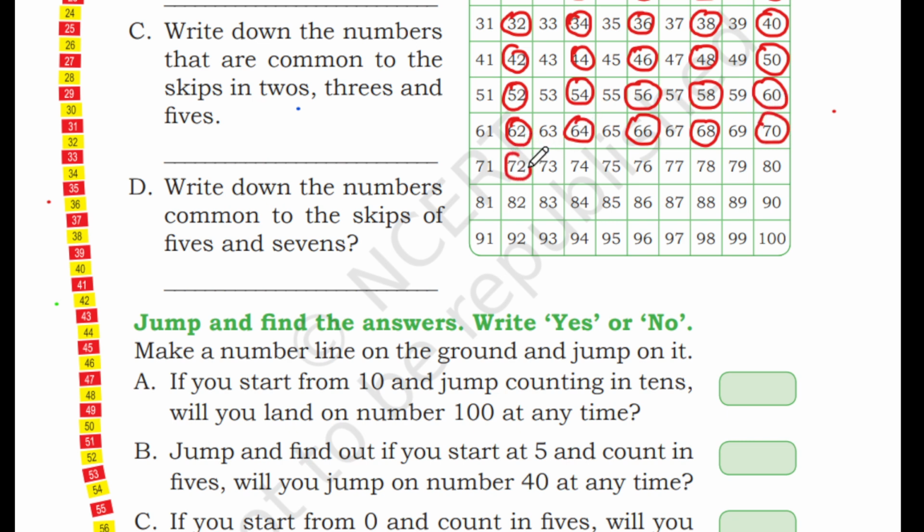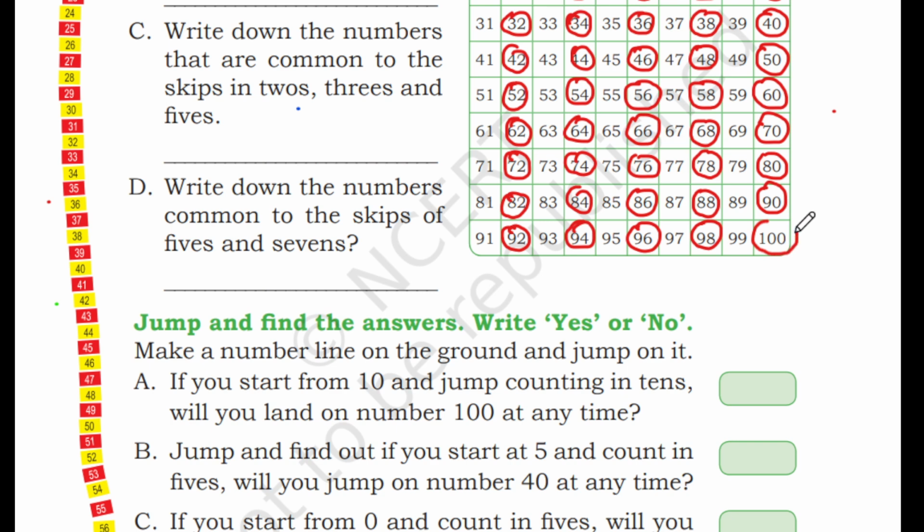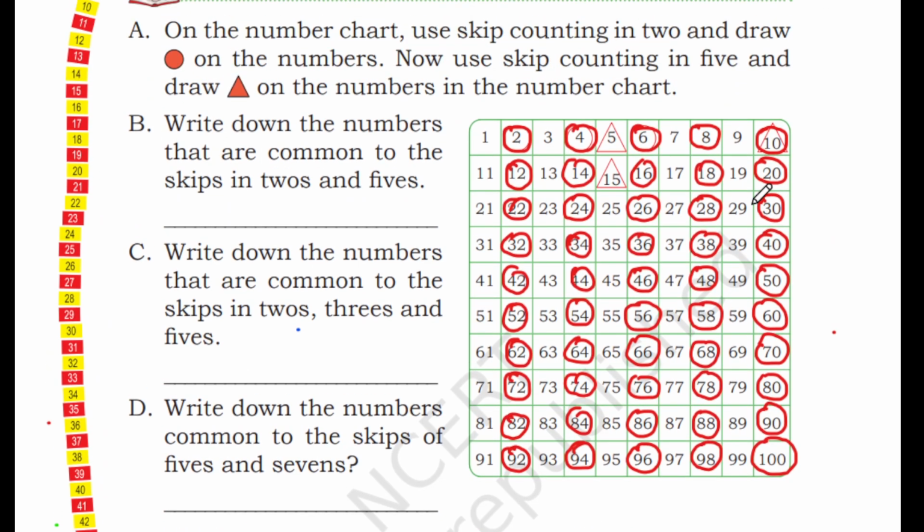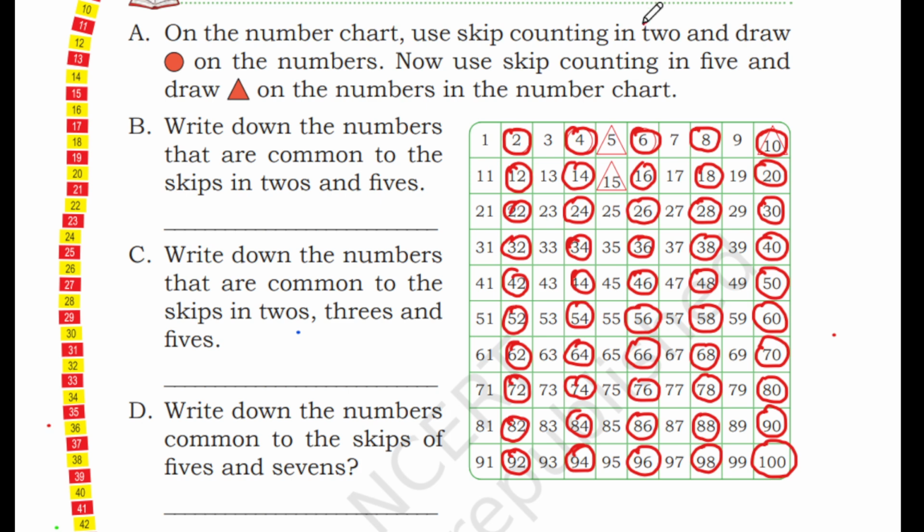Now we have 72, 74, 76, 78, 80, 82, 84, 86, 88, 90. So we have 92, 94, 96, 98, 100. Okay, so now what have we done? We have circled all the numbers using skip counting by 2.